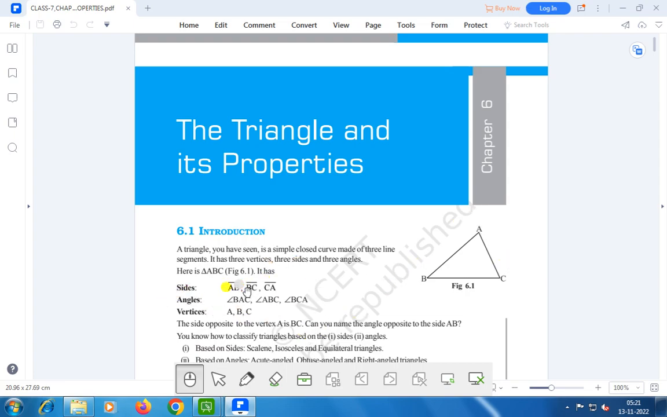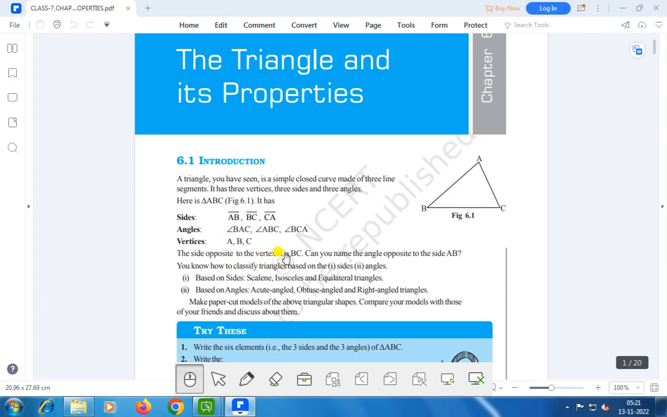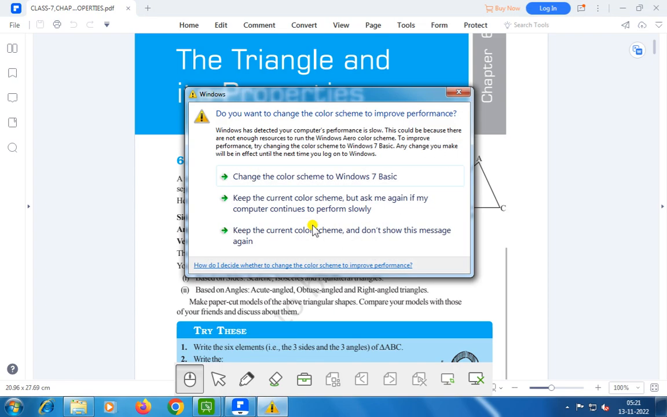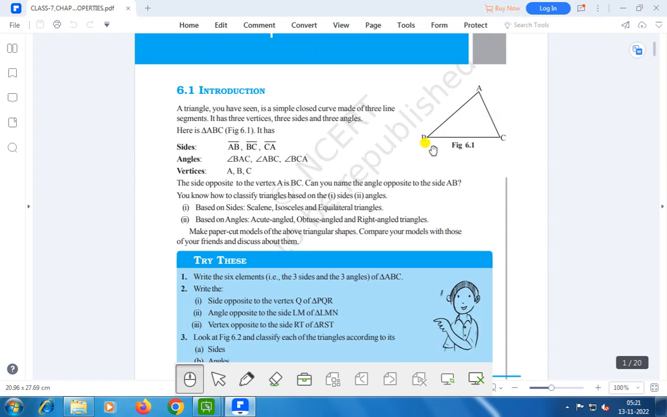Here you see the sides are AB, BC, CA, the angles are angle BAC, angle ABC, angle BCA and the vertices are A, B, C. The side opposite to the vertex A is BC, the side opposite to vertex C is AB, the side opposite to the vertex B is AC. Right? These are the various opposites of vertex.